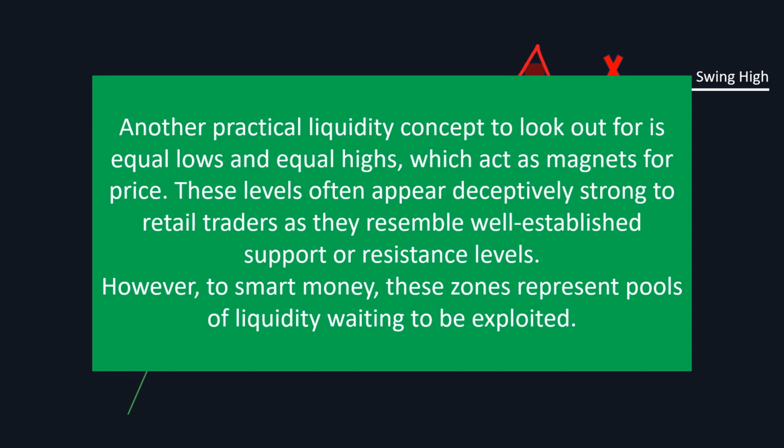Another practical liquidity concept to look out for is equal lows and equal highs, which act as magnets for price. These levels often appear deceptively strong to retail traders as they resemble well-established support or resistance levels. However, to smart money, these zones represent pools of liquidity waiting to be exploited.